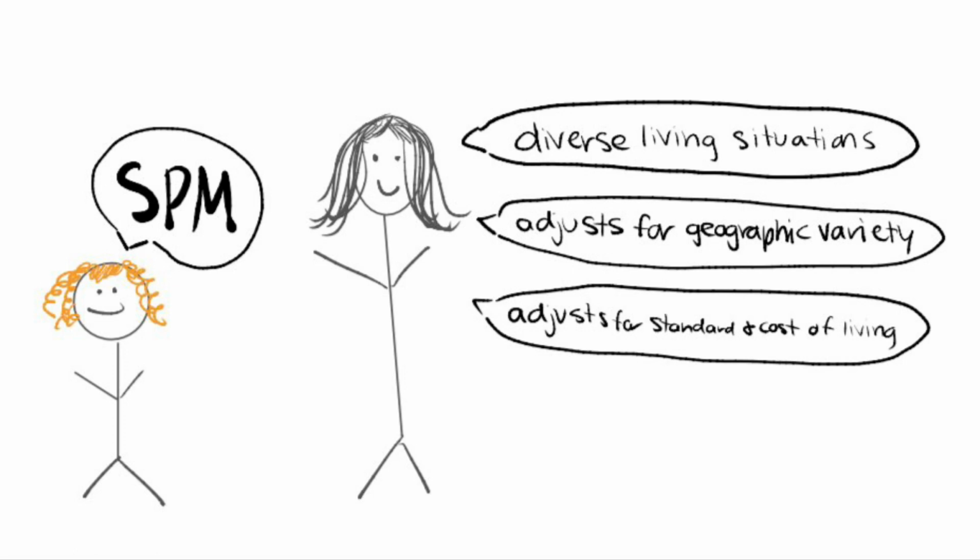It adjusts for geographical variety, such as standard of living and cost of living, which makes the data more precise. Oh, so it's more adjusted than the OPM? Yes, and that's the second half of my argument.